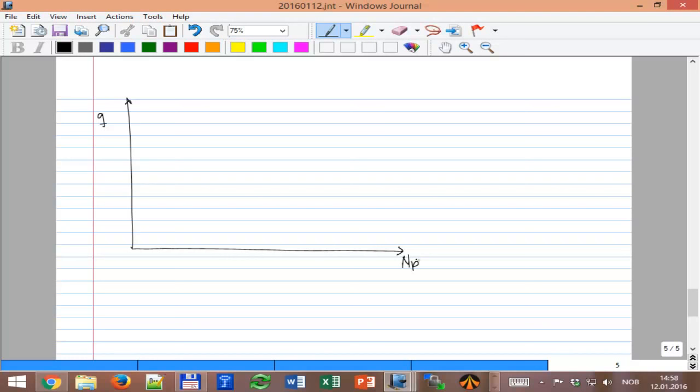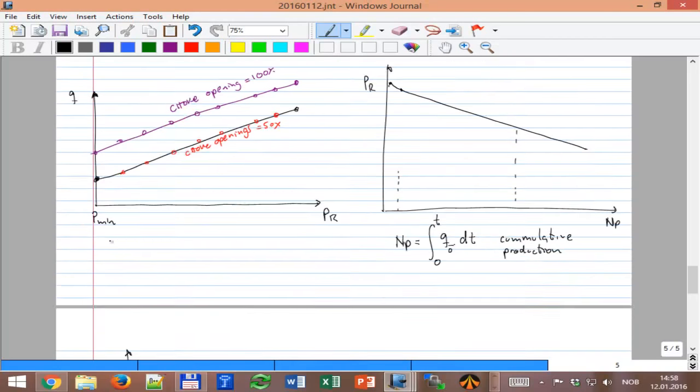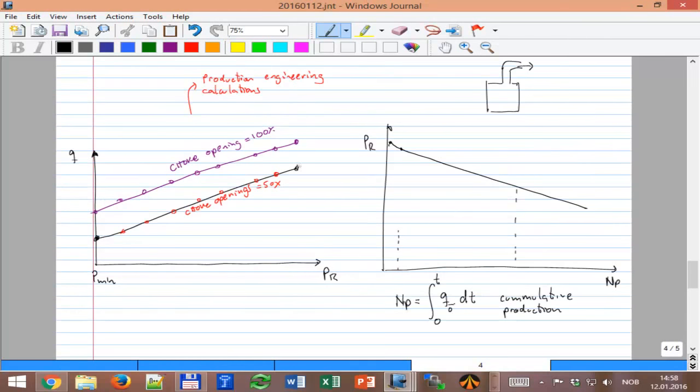What happens when there is no fluid taken from the reservoir? 0. What happens with reservoir pressure when there is no fluid taken from the reservoir? Reservoir pressure is maximum, right? If reservoir pressure is maximum, what happens with the rate? If reservoir pressure is maximum, let's go back here. Let's say that this is P R initial. So I get maximum rate.